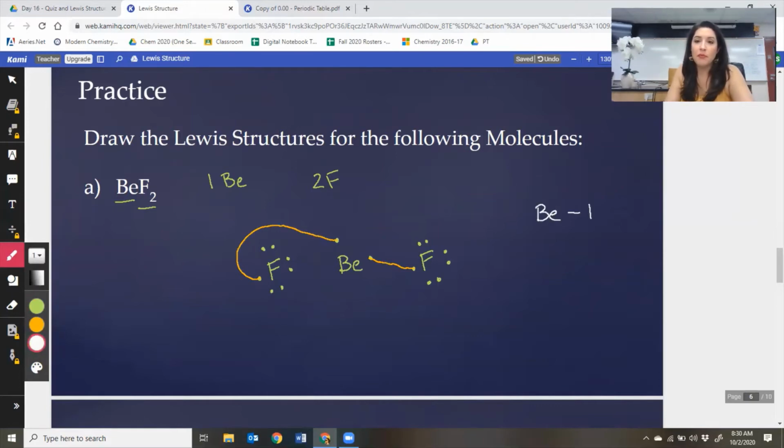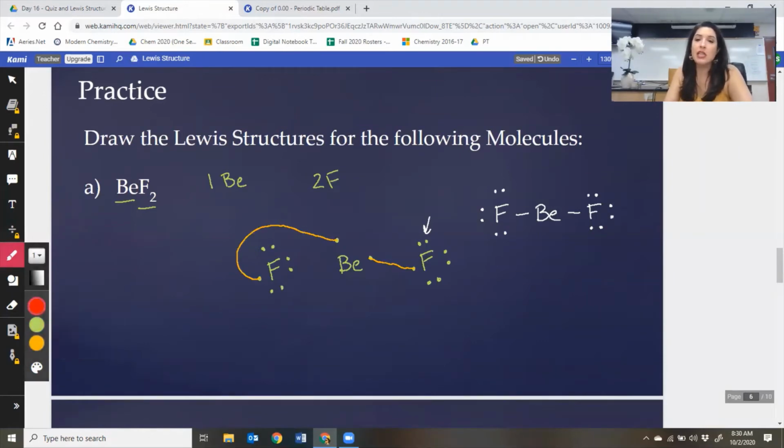Beryllium, bonded to fluorine, bonded to fluorine, and don't forget all these electron pairs. Those have to come with you every time. So you want to end up with the same amount of electrons that you started with. Great, it's time for an octet check.